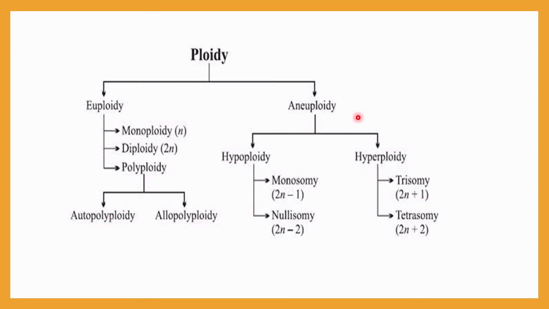Then aneuploidy can be of two types: hypoploidy and hyperploidy. Hypoploidy includes monosomy and nullisomy. Hyperploidy includes trisomy and tetrasomy. You must remember all these kinds of mutation. These are all included as mutations which involve numerical chromosomal aberration. So let me discuss them one by one.